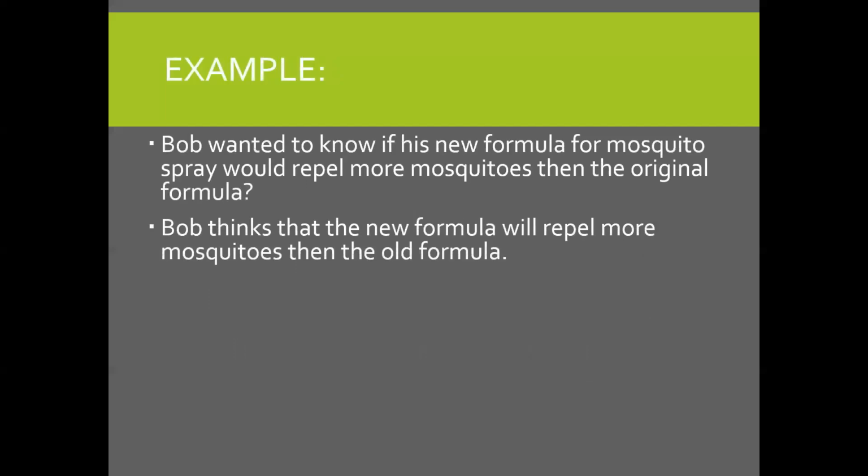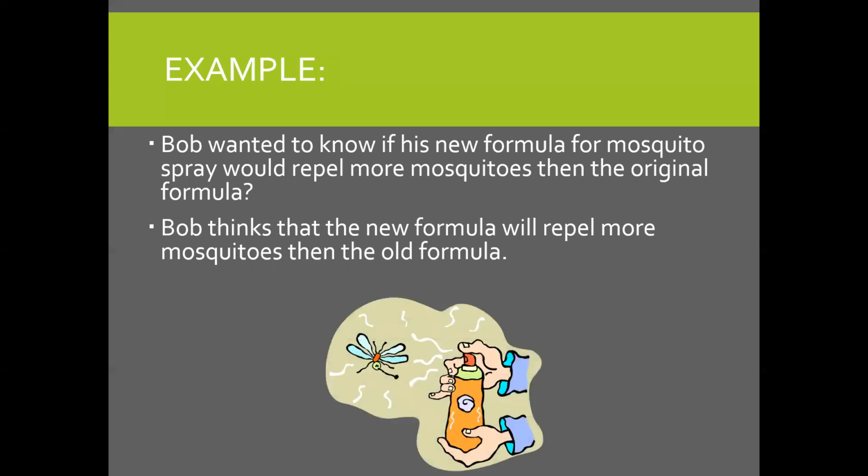Okay, so let's do an example with Bob. Bob has mosquito spray. This summer, the bugs were biting quite a lot. So Bob wanted to know if his new formula for mosquito spray would repel more mosquitoes than the original formula. That's a typo, it should say than, not then. Bob thinks that the new formula will repel more mosquitoes than the old formula. Okay, so what should Bob do in this experiment?